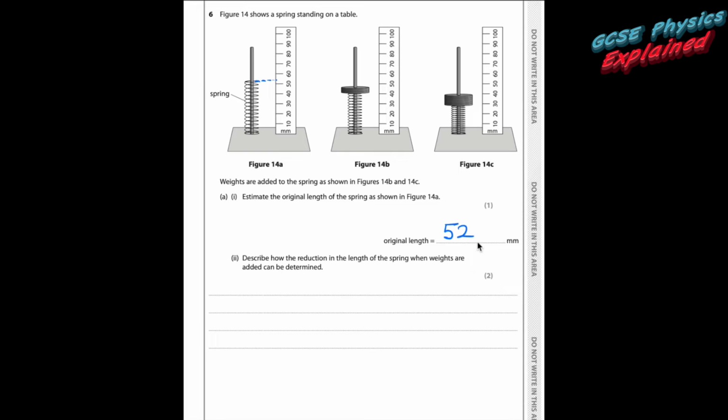So it's definitely bigger than 50 and definitely smaller than 55, and that's actually the range that they'll accept. Part 2. Describe how the reduction in the length of the spring when weights are added can be determined. Right, the compression will just be that original length, and then there's the new length. So the compression will just be the original length, take away the new length.